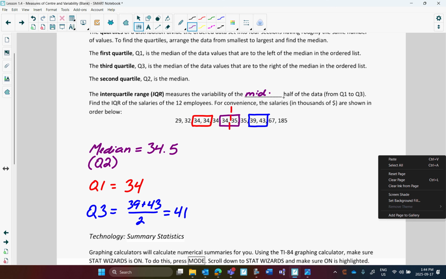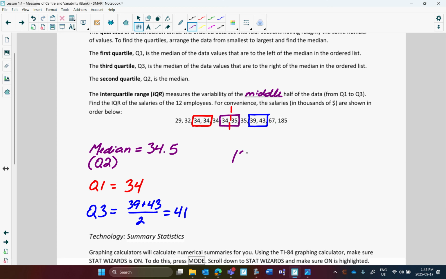We have to find the median up here, which is Q3, and Q1, and between these two, that's the middle half of the data. So to find the interquartile range, the formula is, and this is one you're going to have to know, the value of Q3 minus the value of Q1. So it's 41 minus 34, which is going to be 7.